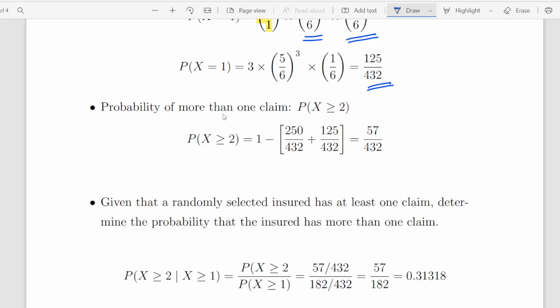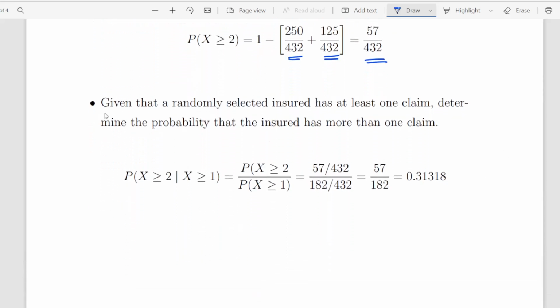So the probability of more than one claim is the probability of x greater than or equal to 2. That is the complement of the probability of x equal to 0, 250 divided by 432, and the probability of x equal to 1, that is 125 divided by 432. Add them up, we should get 375 divided by 432. The complement of that, 1 minus 375 divided by 432, gives us 57 divided by 432. So again, the question asks us, given that a randomly selected insured has at least one claim, determine the probability that the insured has more than one claim.